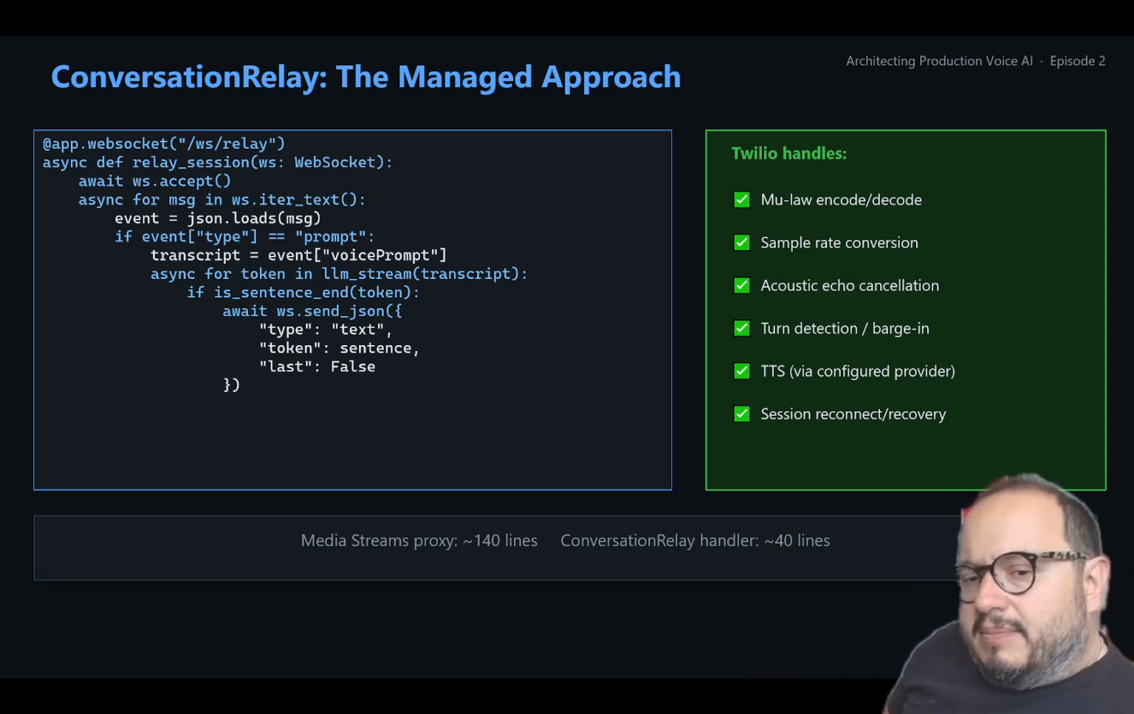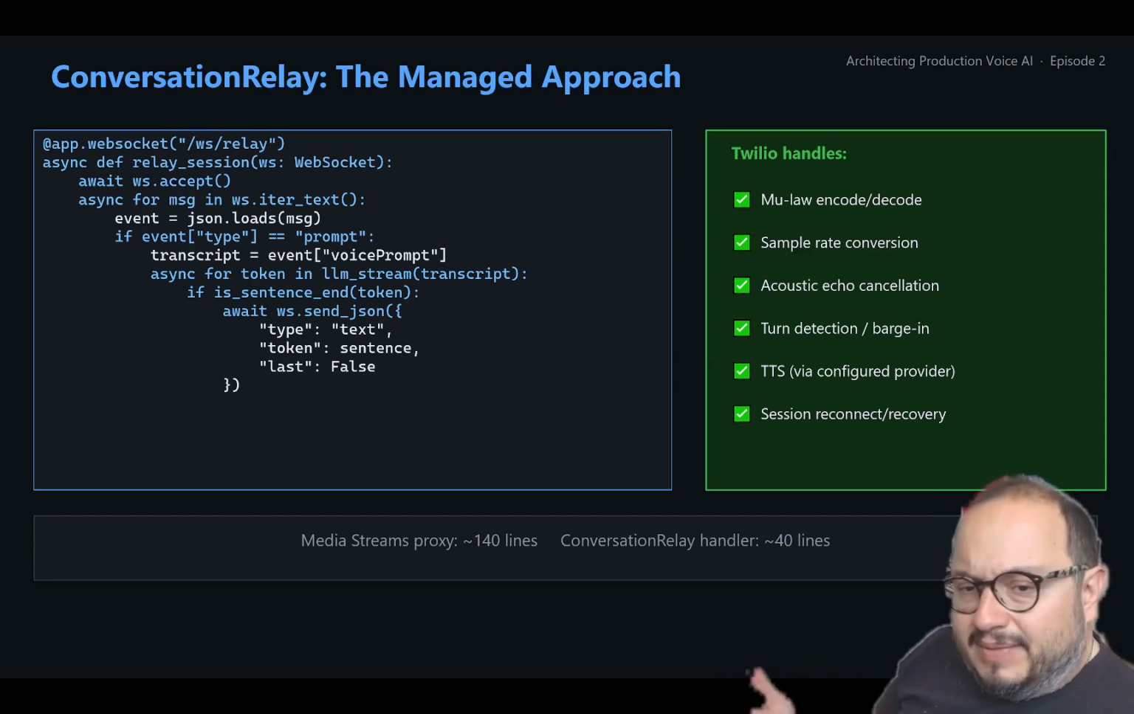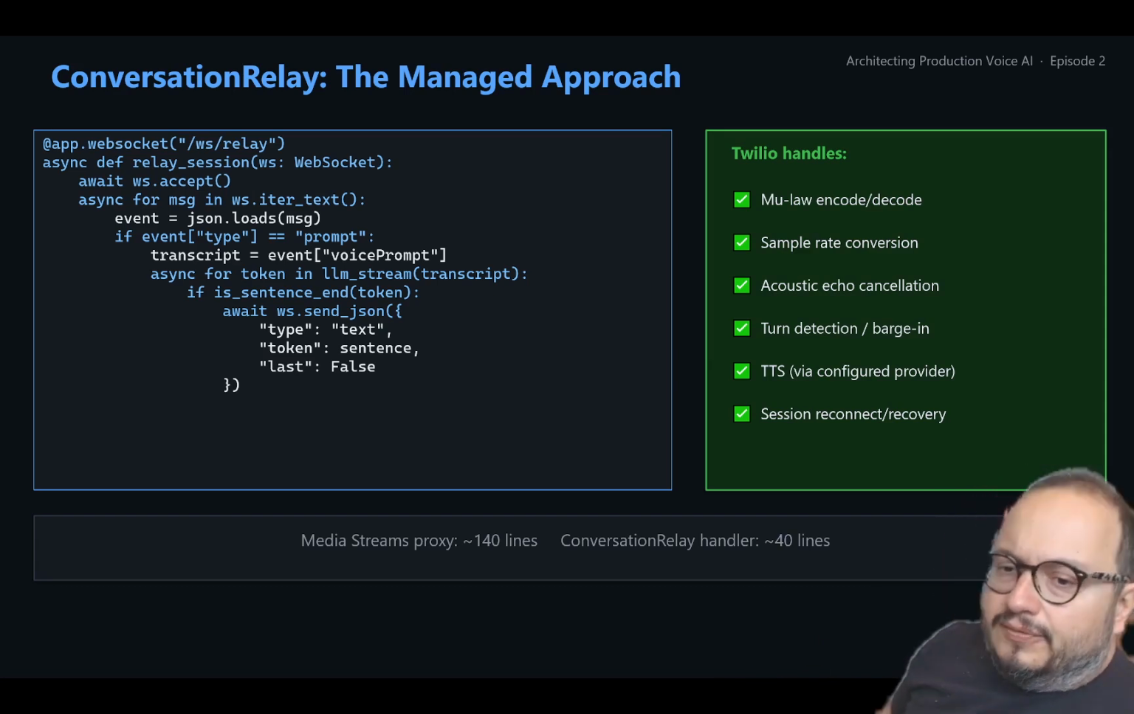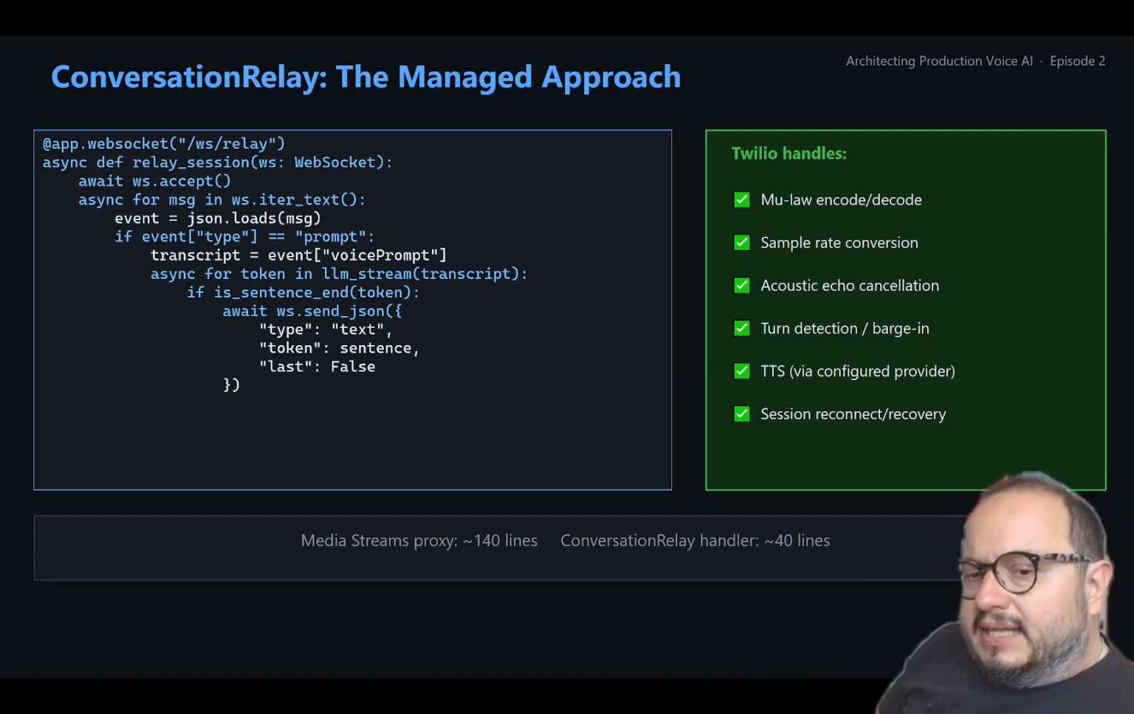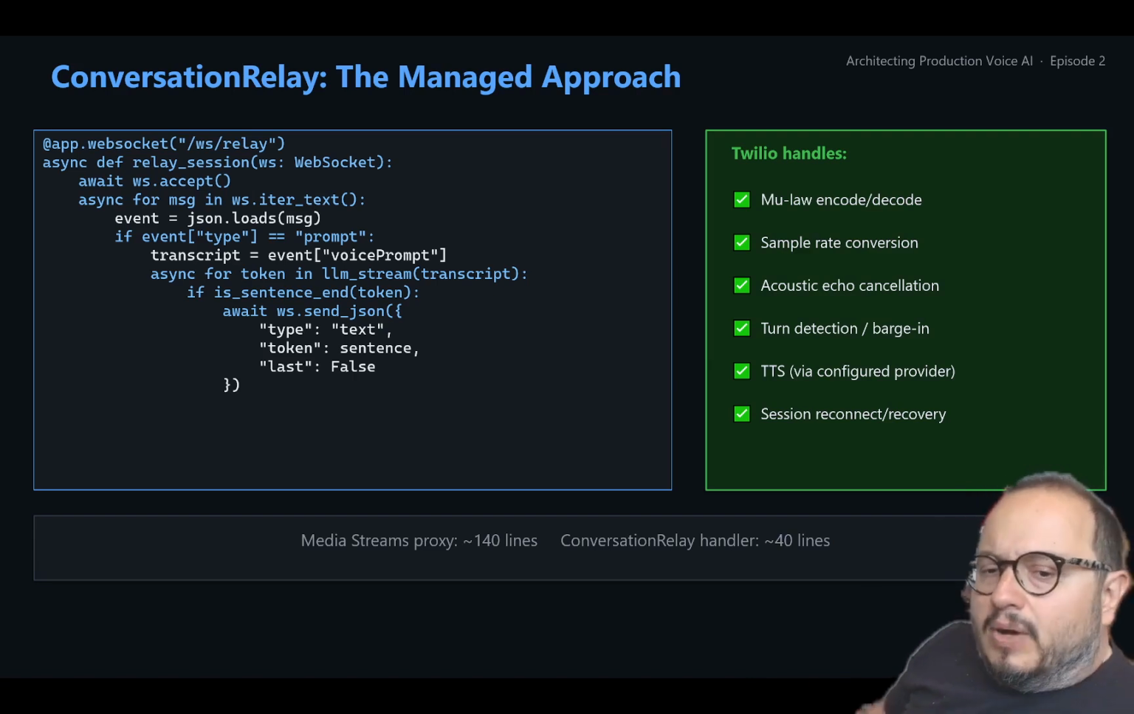The TwiML setup for conversation relay takes about 15 lines. You point the connect verb at a stream element with the relay URL. You configure the TTS provider and voice ID. That's it. No codec handling, no AEC, no buffer management. Twilio owns all that. What you give up is precision.